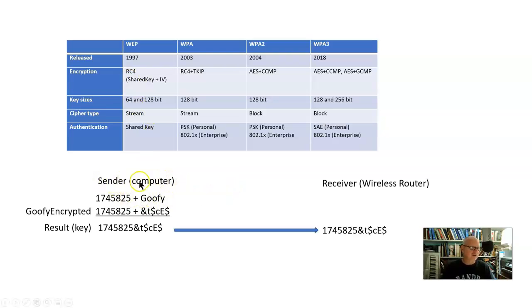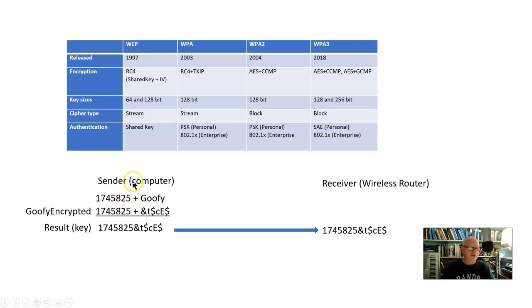Here's the sender. Let's say that this is your computer. And by the way, the word goofy here is, let's just pretend that that is the set of characters that the wireless access point or the wireless router gave you. You didn't put that in. It wouldn't be something so obvious. It would be a set of unintelligible characters, but let's just pretend now. This number over here is what we call the IV.